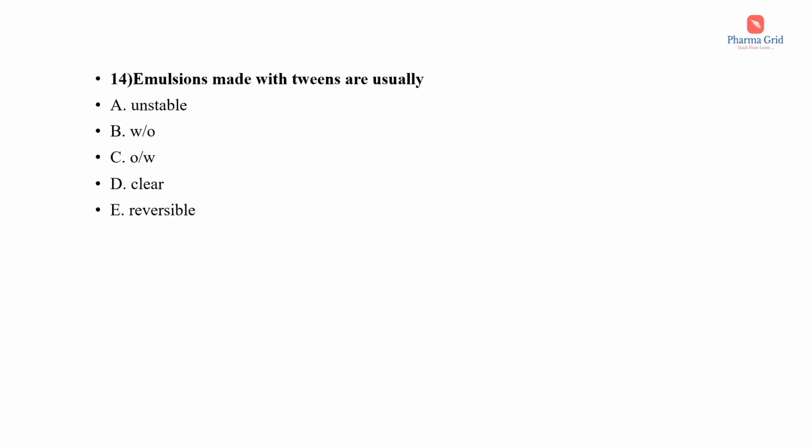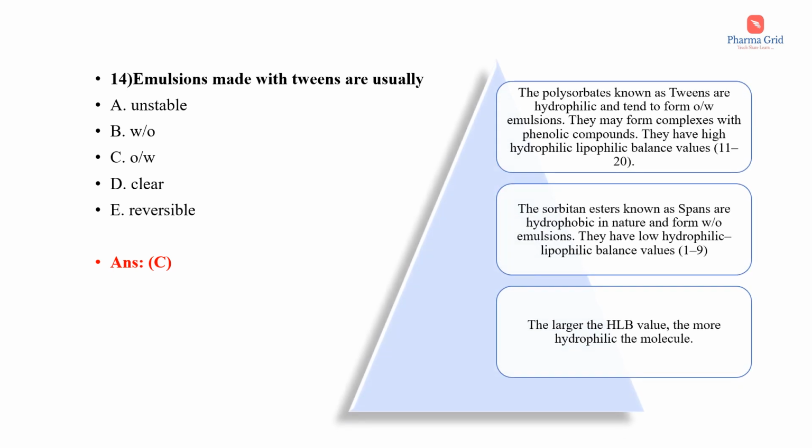Next question. Emulsions made with tweens are usually. The options are unstable, water in oil emulsion, oil in water emulsion, clear, reversible. So here the correct answer is option C, that is oil in water emulsion. The polysorbates, also known as tweens, are hydrophilic and tend to form oil in water emulsions. They may form complexes with phenolic compounds.